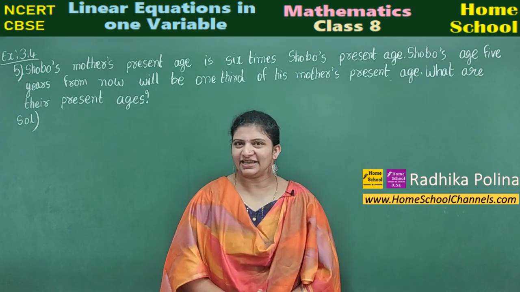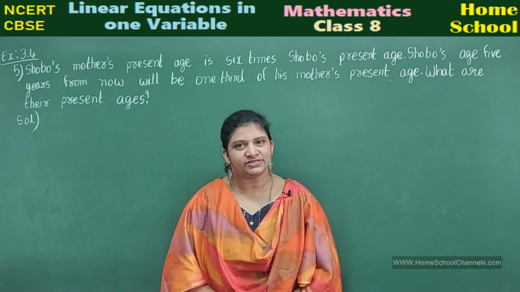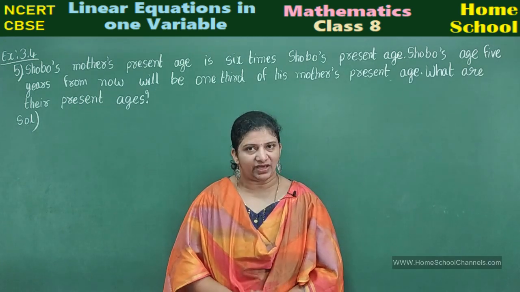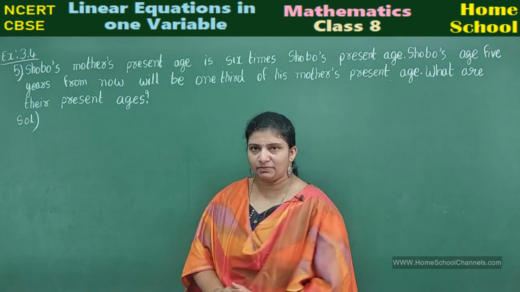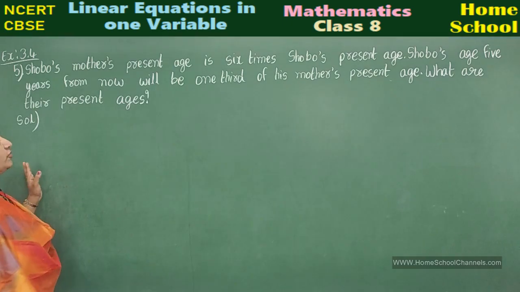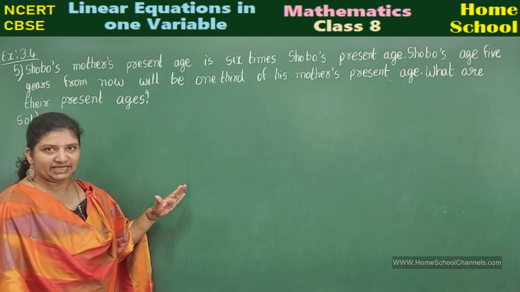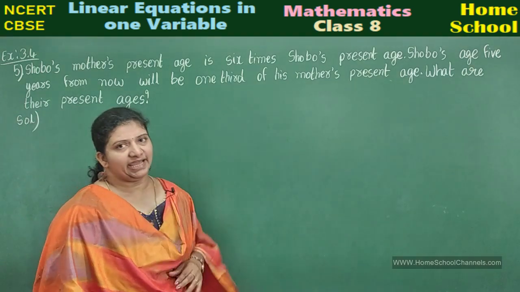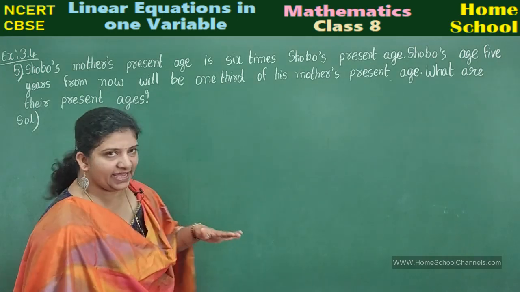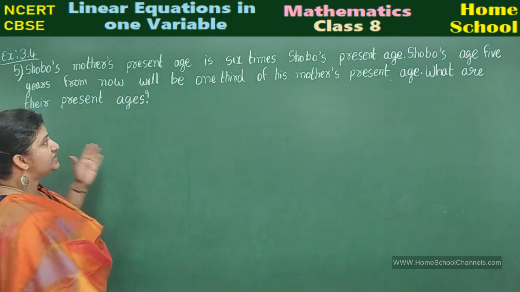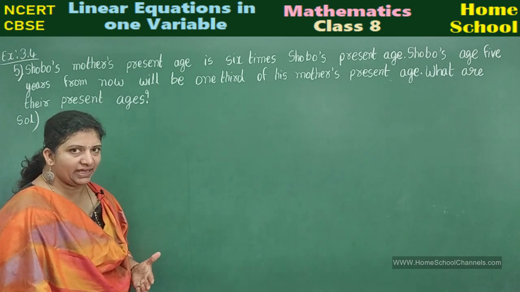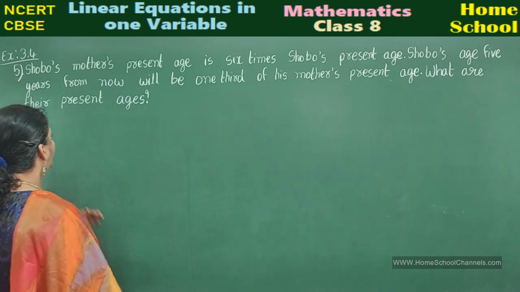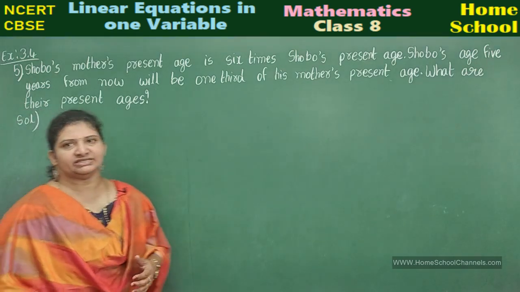This is your Class 8 Mathematics NCERT or CBSE board. We are in the third chapter, Linear Equations in One Variable, Exercise 3.4, fifth problem. Shobo's mother's present age is 6 times Shobo's present age. Shobo's age 5 years from now will be 1/3 of his mother's present age. What are their present ages?